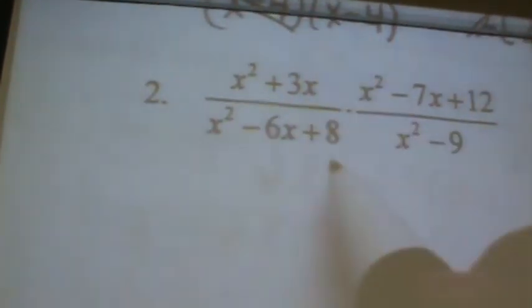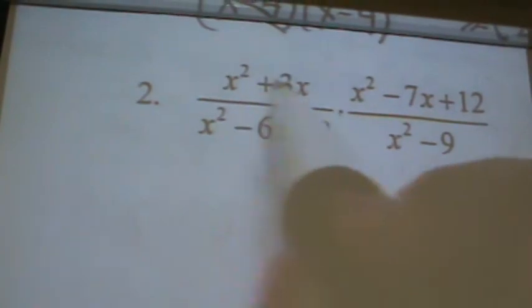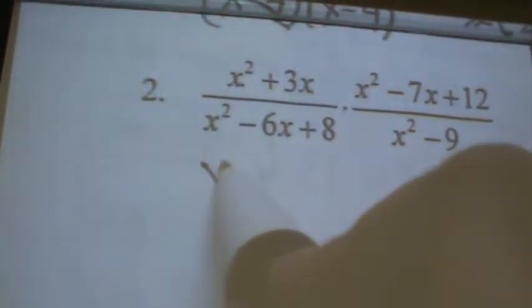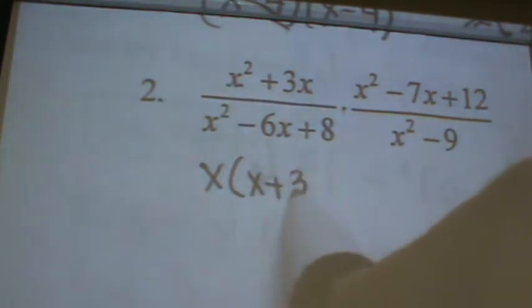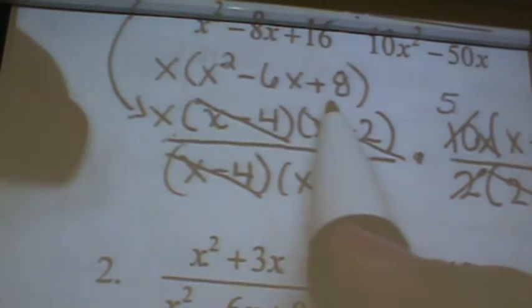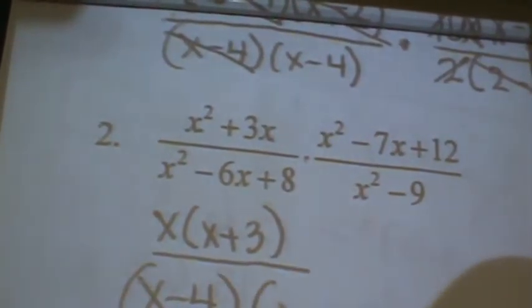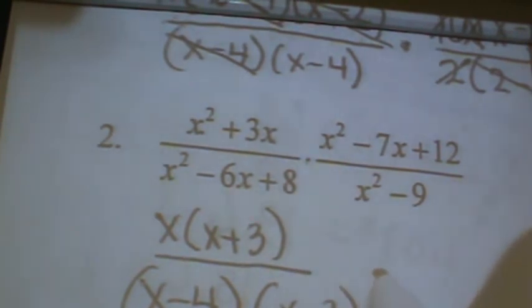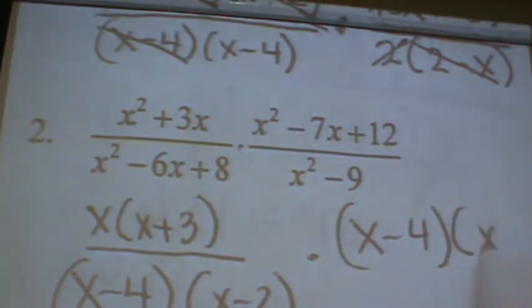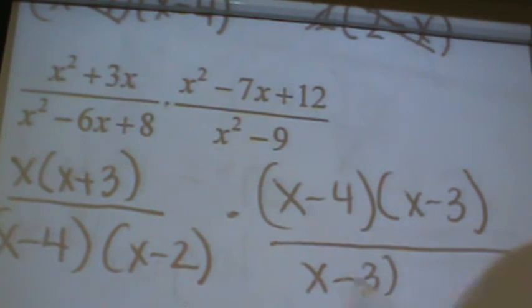Next one, number 2. This is a simple product, so you're gonna factor everything. How do you factor this numerator? What comes out? X. How about this bottom? Didn't we just factor this one? Right there? How does this factor? And this is the difference of two perfect squares.